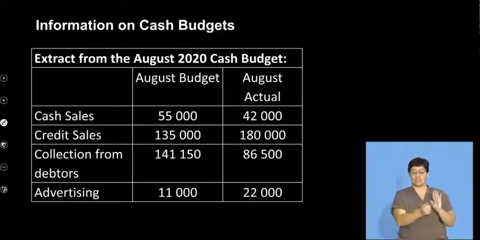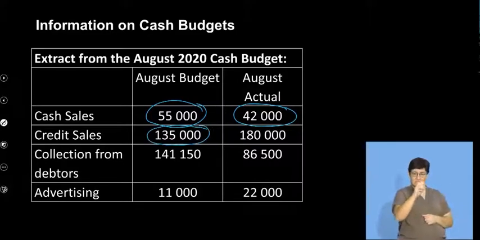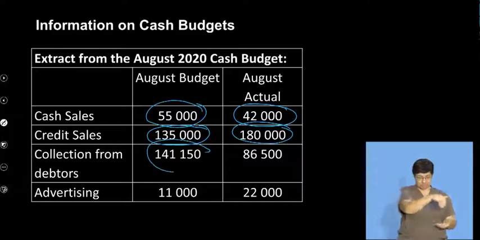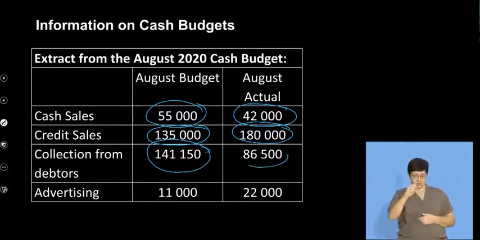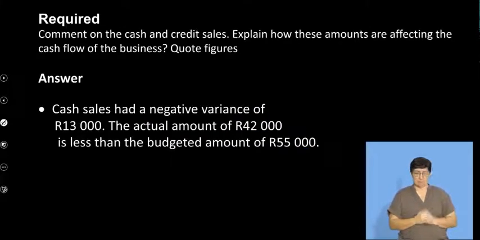So here we go. Our cash sales, we budgeted 55,000 for August, but it's only 42,000. Your credit sales, you budgeted 135,000, but your actual was 180,000, right? Your collection from your debtors was budgeted 141, you only collected 86.5, and then advertising, you budgeted 11, but you actually spent 22,000. Now, if you look at cash sales, it had a negative variance.